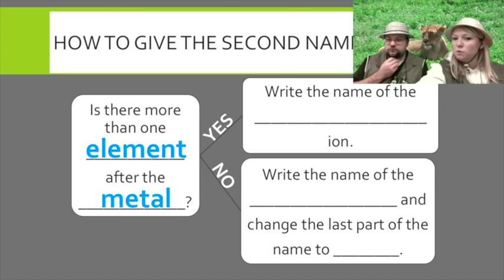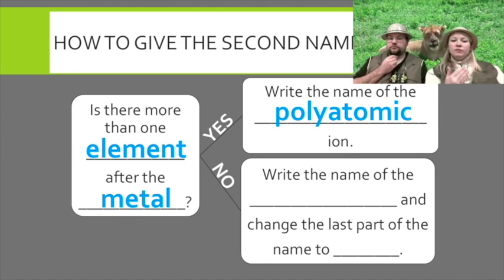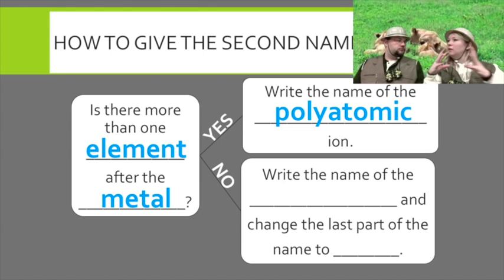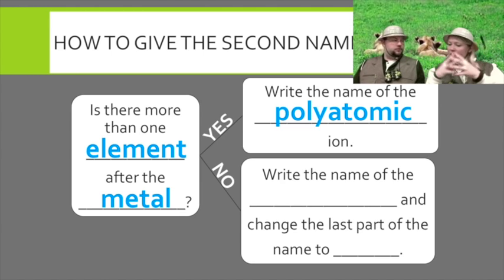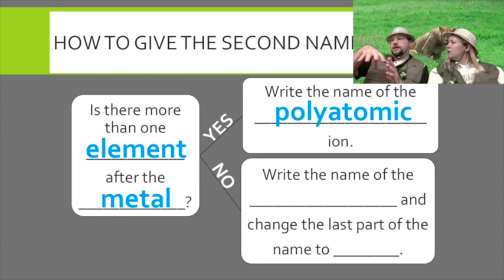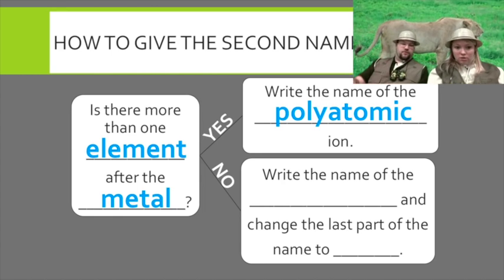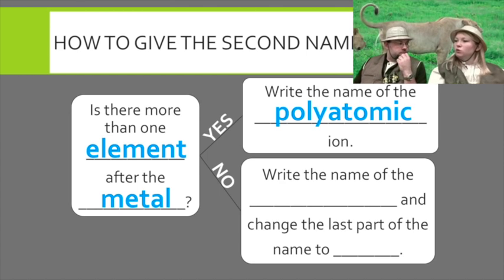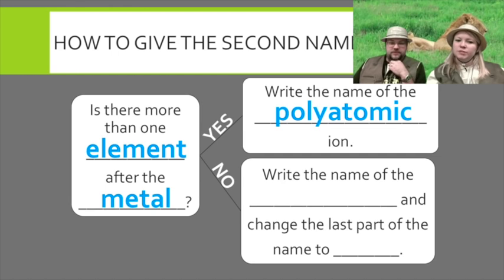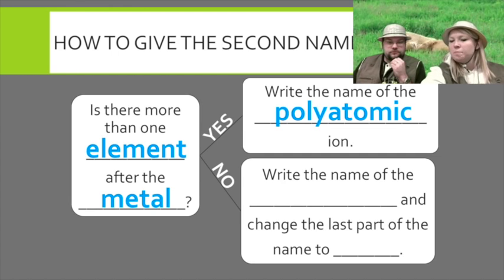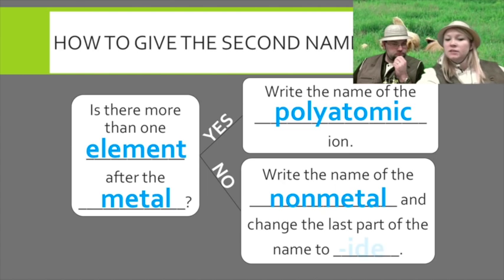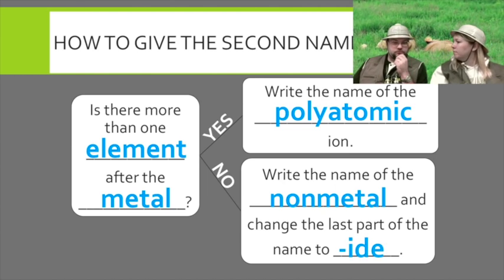If yes, we know it's polyatomic, and that was what we covered in the last video, about how multiple elements are together. Poly meaning many atoms together. So a polyatomic would be like NaNO3 or NaPO4. Those sulfates, chlorates, hydroxides, phosphates, all those things we put together. If it's not a polyatomic, you write the name of the non-metal, because that's what an anion is, and you drop the ending and change it to -ide.